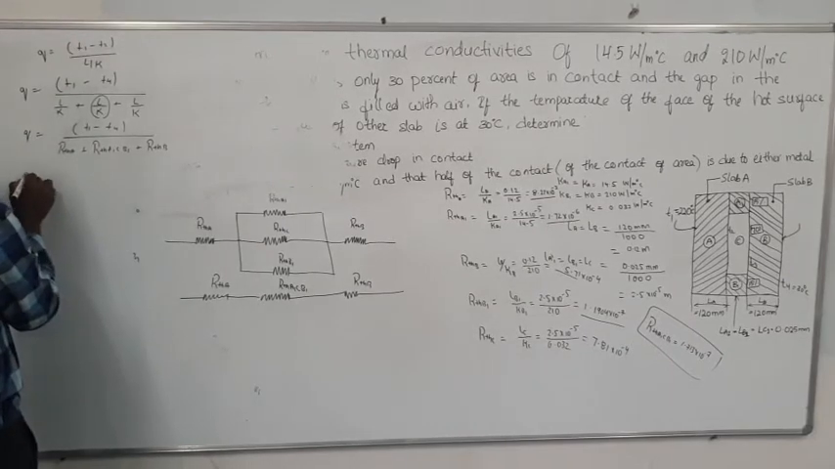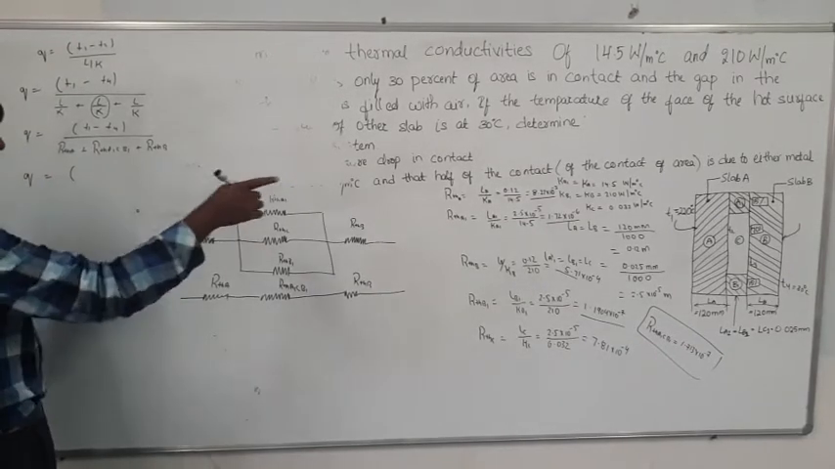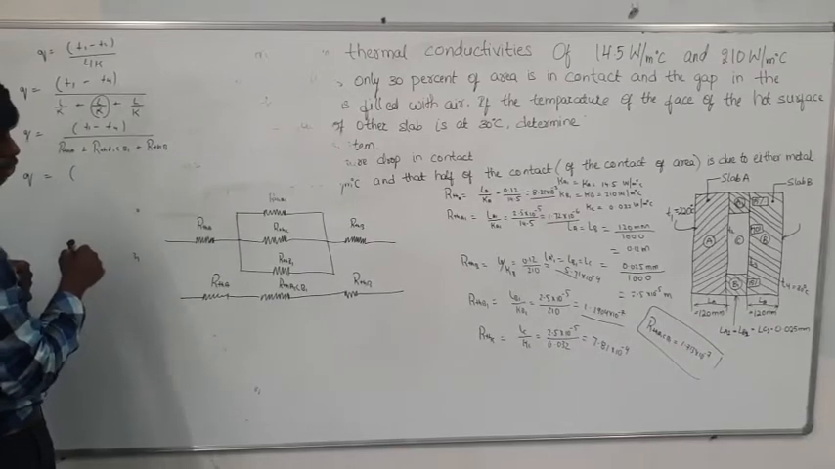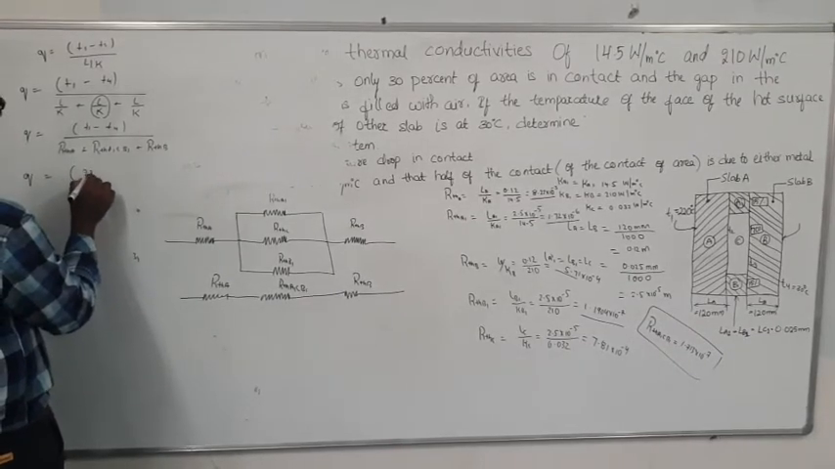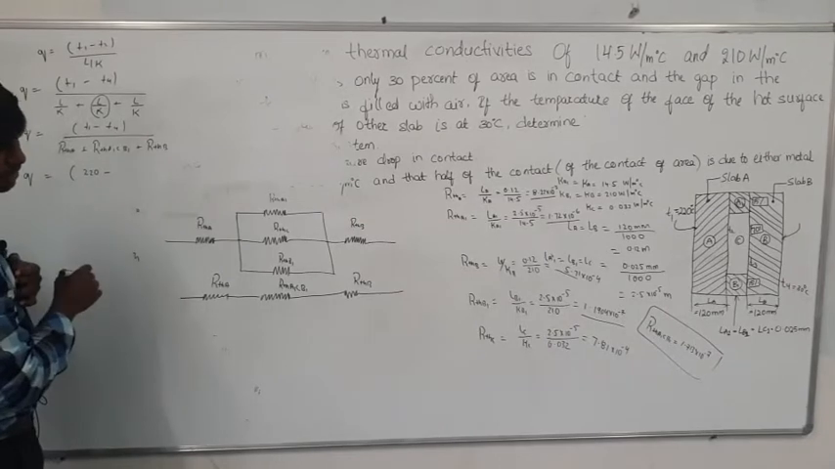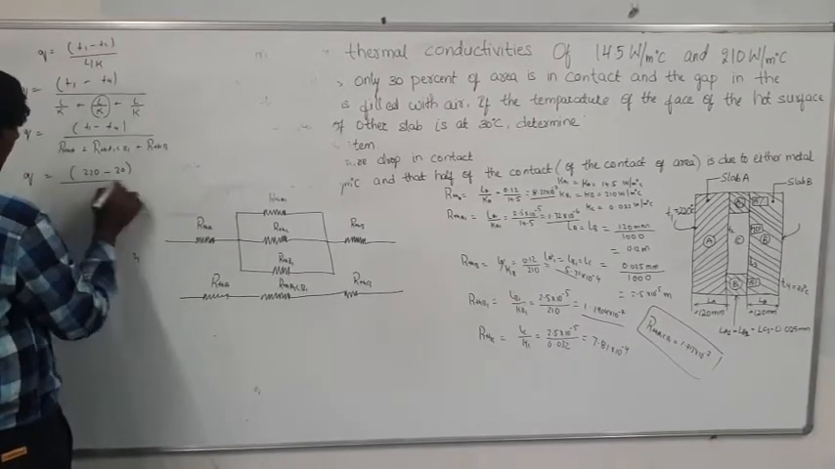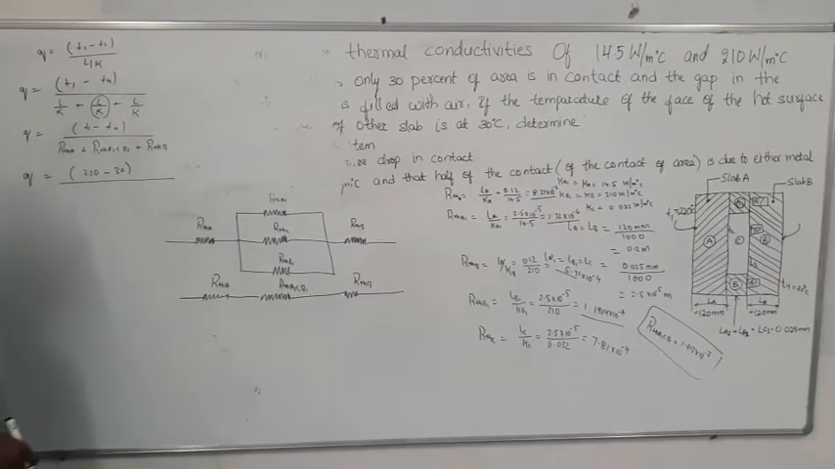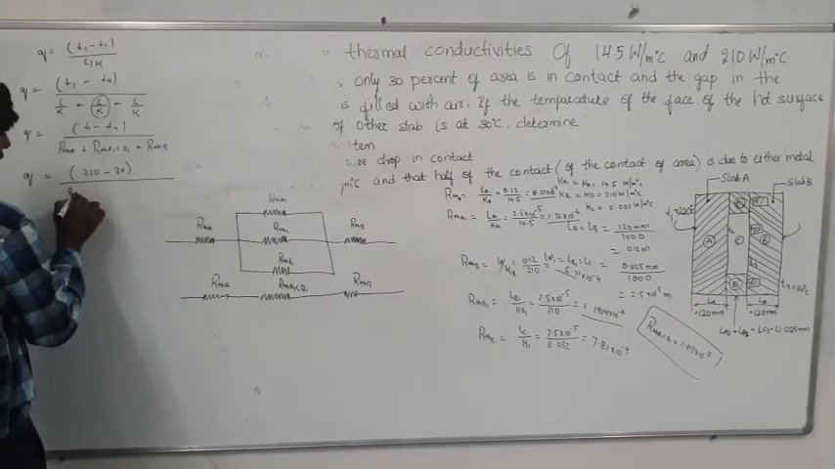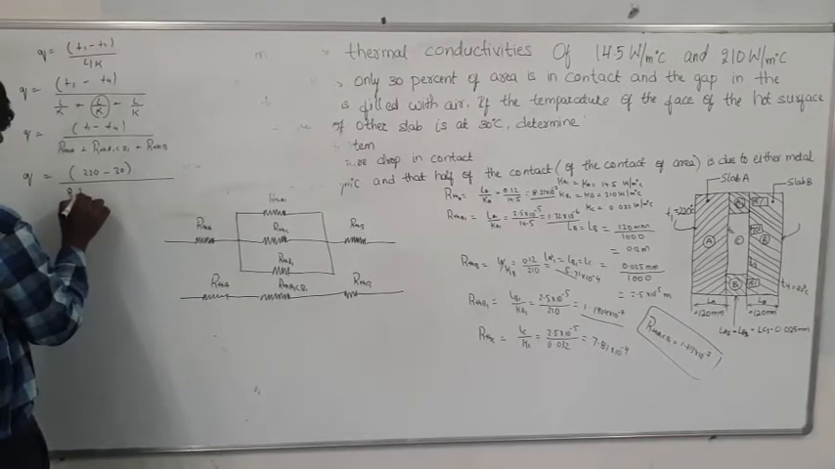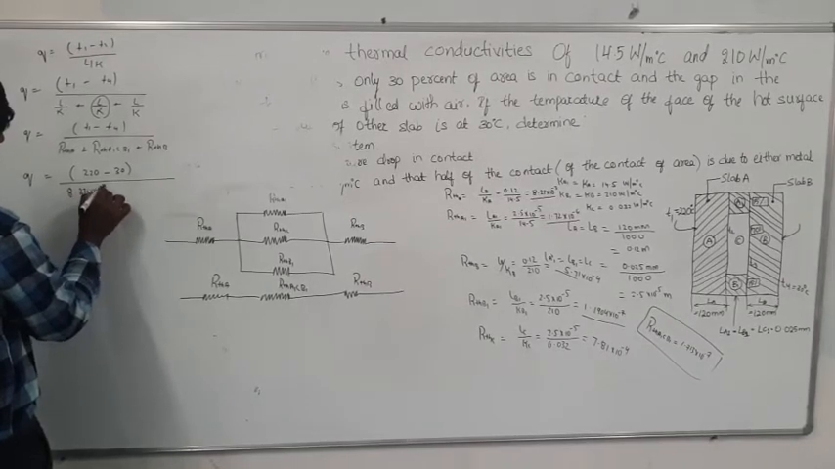After that what do you have to do? q is equal to the first temperature. How much is the first temperature here? 220. And the last temperature is how much? 30 degree. After that you have to substitute the values: RTH A, the RTH A1, C, B1 combination, and RTH B. RTH A value you got here is 8.27 into 10 to the power of minus 3.